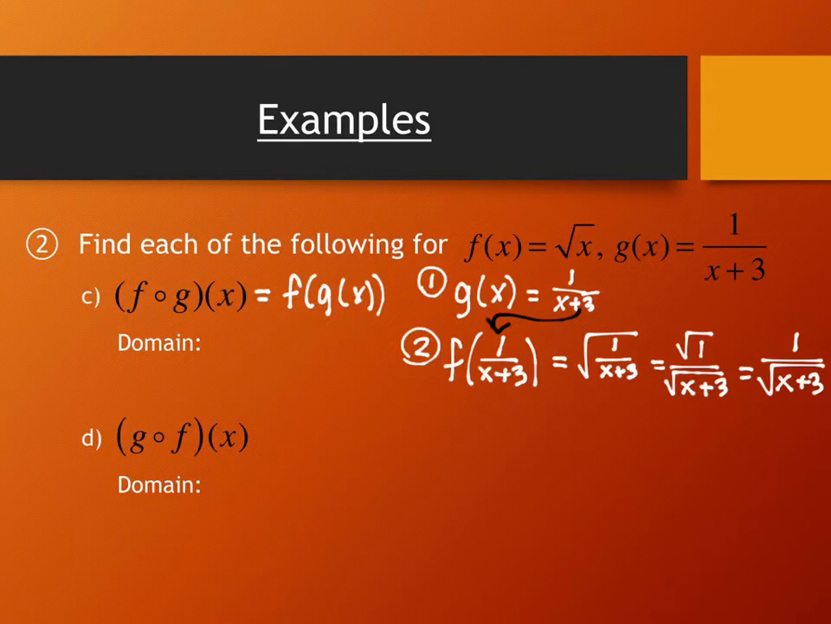So what I really need is whatever goes underneath this radical not to just be not negative, but it can't be 0 either, right? Because the square root of 0 would be 0. So what's underneath the radical, which is x plus 3, needs to be strictly greater than 0, not just greater than or equal to. And we can solve that, right? Just subtract the 3 to the other side. So we need values that are bigger than negative 3. So that's my domain: x is greater than negative 3.